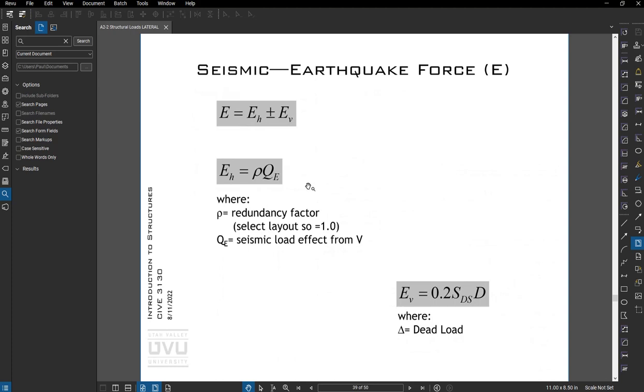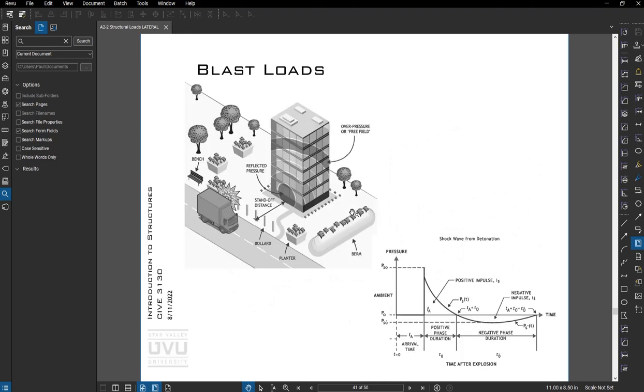Times a redundancy factor. Ideally, rho should be 1 because that means our building is configured in a good way or in a high performing way. If we have lateral load steps or discontinuities in our lateral load path, this redundancy factor goes up, I think up to 3, but it's been a while since I've dug into it. Okay, I'm going to let you read those slides on your own.